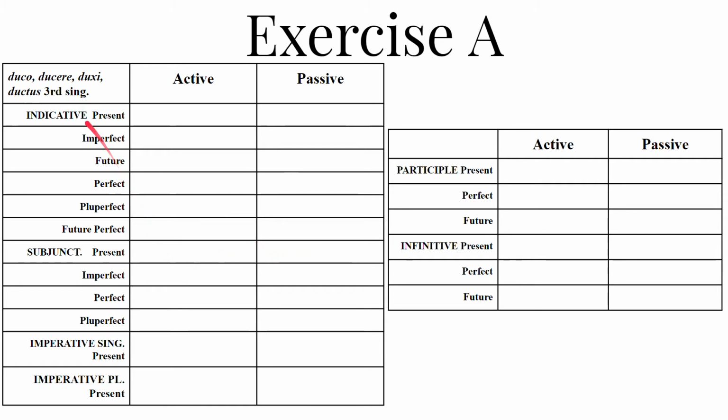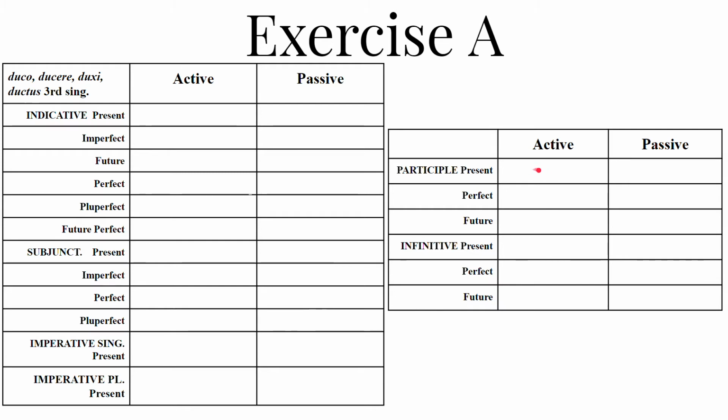The imperfect, ducere, add the T. Ducaret. Passive, ducaretur. The perfect is dux, and then add eret. Duxeret. The pluperfect is duxisse, and add the T. Duxisset. For the perfect passive, it's ductus sit. For the pluperfect passive, it's ductus esset.